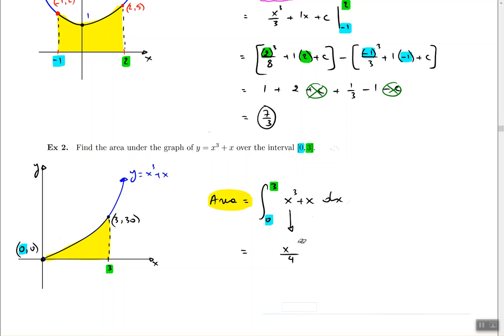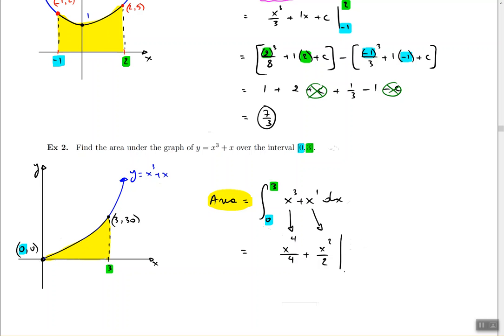So add 1 to the power and divide by the same thing. Whereas for x, we do the same idea. That's x to the power of 1. So it becomes x squared over 2. And we said these are definite integrals, so no need to write down the plus c. You can, but it's a waste of time. It's going to cancel out eventually anyway. So we don't write down c.